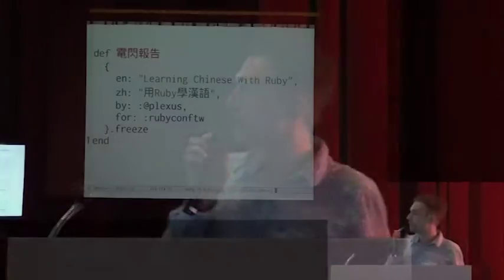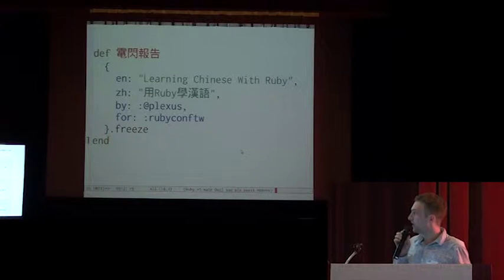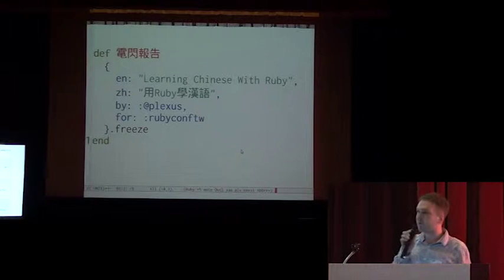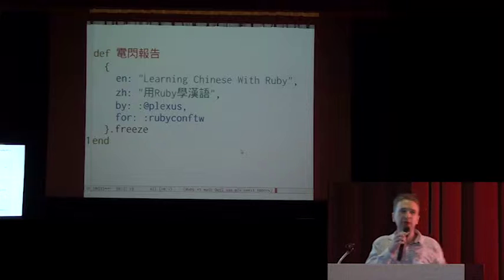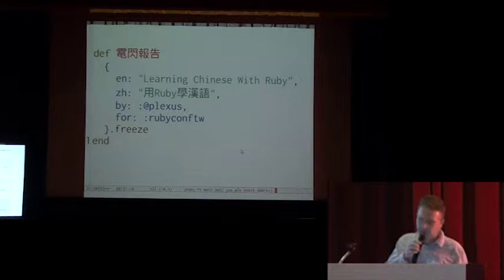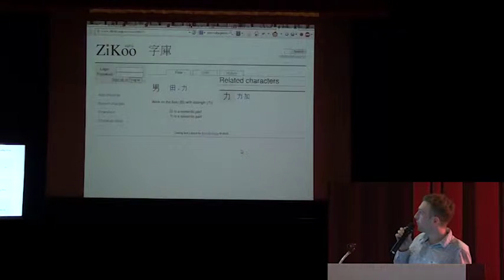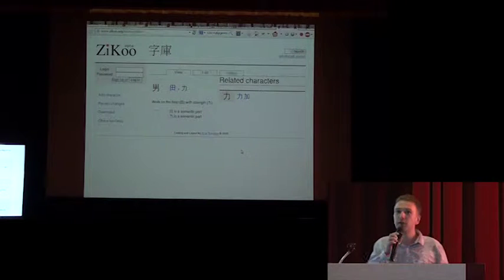Okay, so this is my lightning talk, learning Chinese with Ruby. I started learning Chinese in 2005, and not much later I started learning Ruby. Ever since that time, I've been writing all kinds of scripts and little apps to help myself. One of the first things that I built was this Ziku.